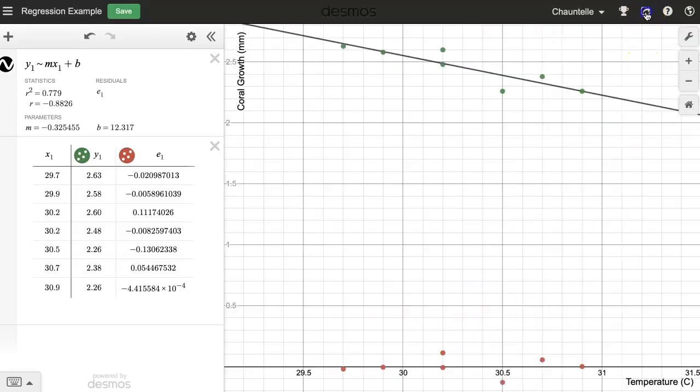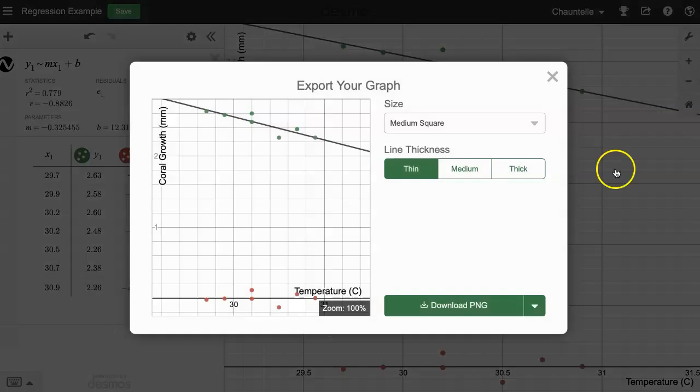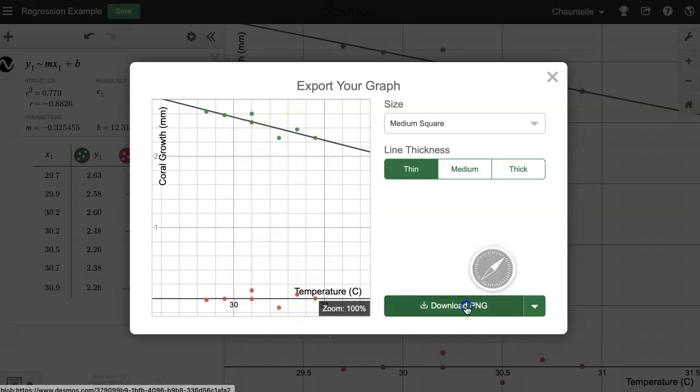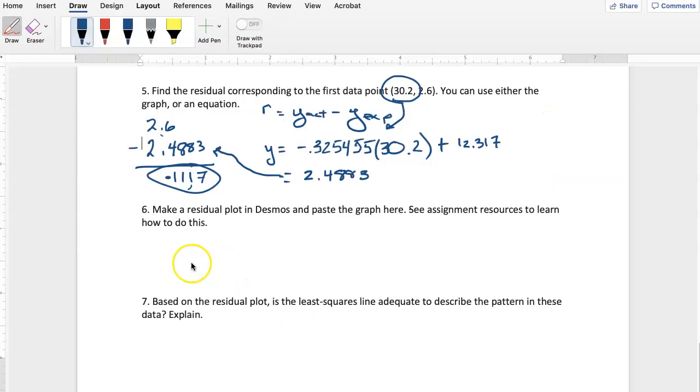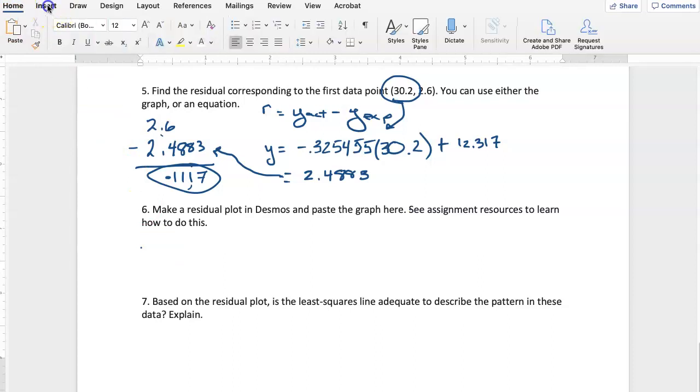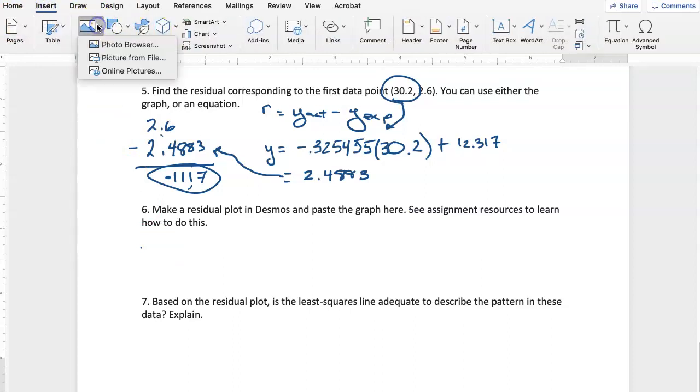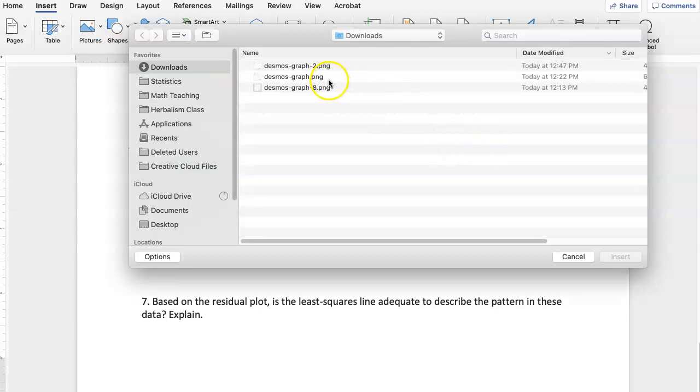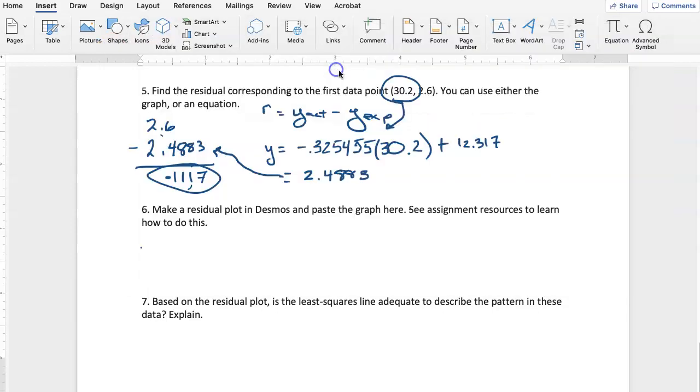Okay, so one more time, we're going to export our graph. So export the image. Make sure everything's there, so the residual is there and the original line is there. So everything is showing. And I'm just going to download that and then go back to Word, and I'm going to do what we did before, and I'm going to go to insert a picture from file, and my most recent one is here.